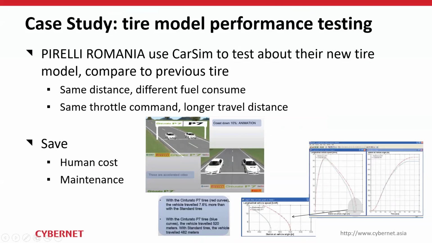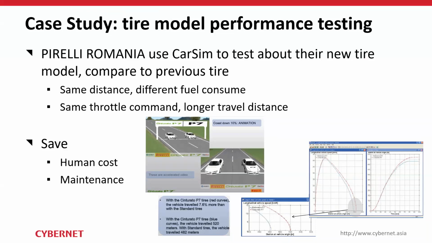Another case is Pirelli. Pirelli uses CarSim to test their new tire model. There are two testing procedures: same distance to compare the fuel consumed, and same throttle command to compare the travel distance. We can imagine that if we want to test this in the real world, we need two teams to maintain the vehicle condition, doing their best to make sure that the vehicle shows no difference in spec of tires. At the same time, these two vehicles will always have some difference.